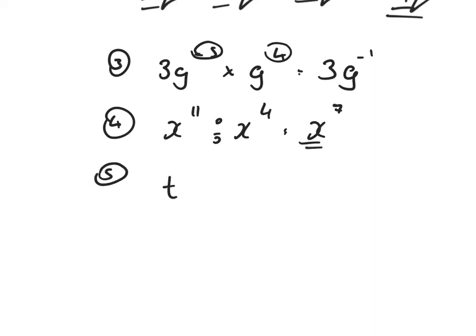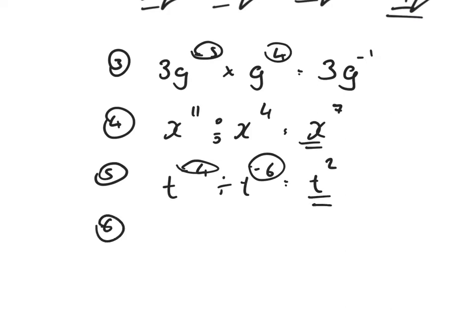Example 5, t to the minus 4 divided by t to the minus 6. Well, minus 4 minus minus 6 is minus 4 plus 6. Minus 4 plus 6, that's 2, so that is t squared. That's rule 2 again.